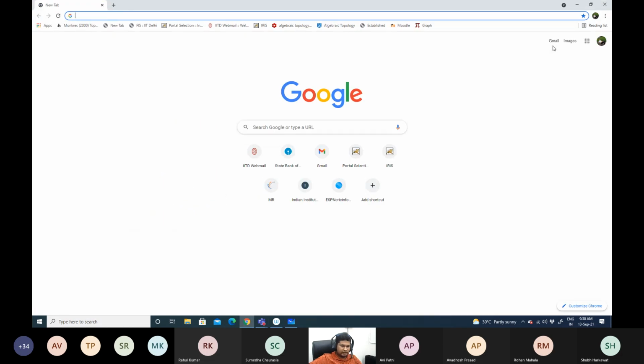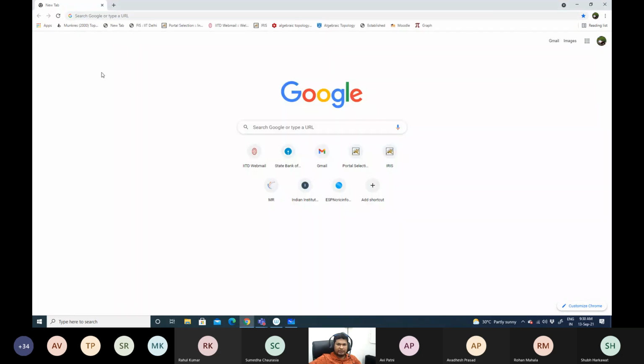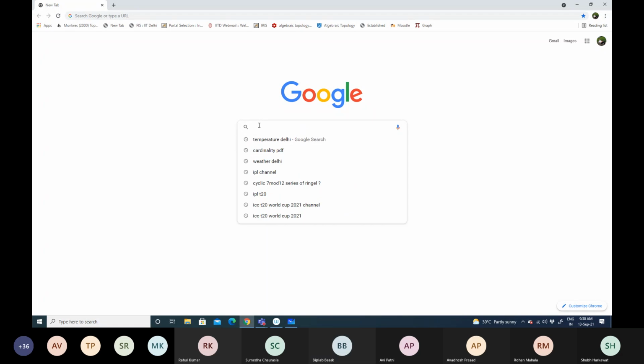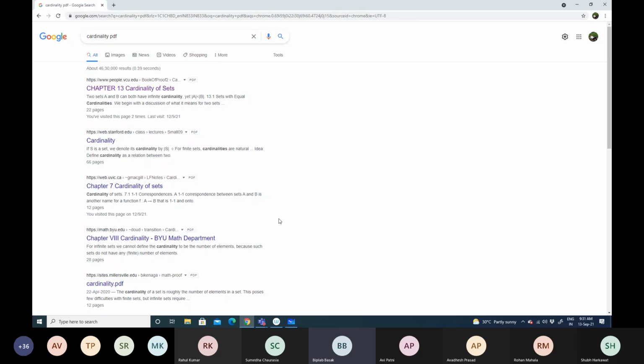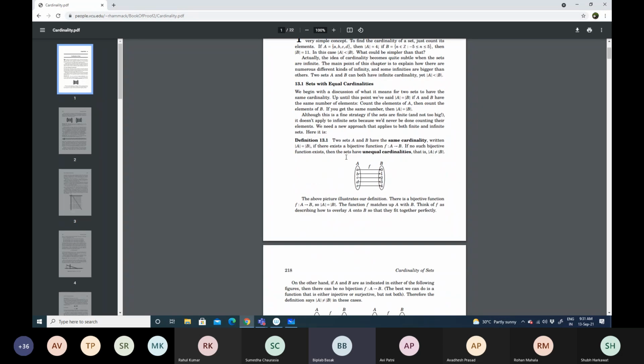You can see that. Oh, sorry, I did not share. No, I presented my screen. Fine, right. Now, if you just search, say, cardinality PDF, then you will find many notes on cardinality. For example, you can go to this. You will have some notes. You can follow the problems from here.